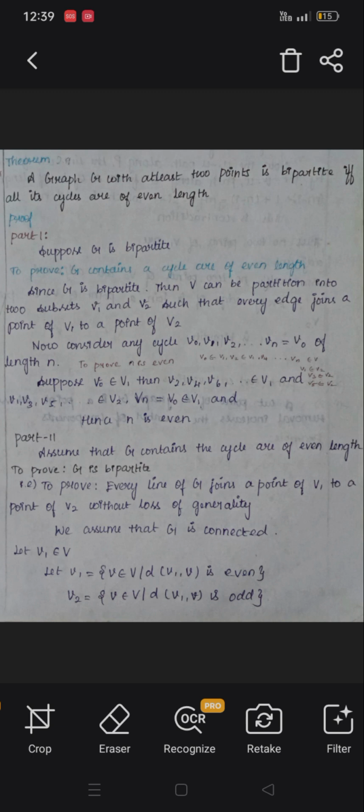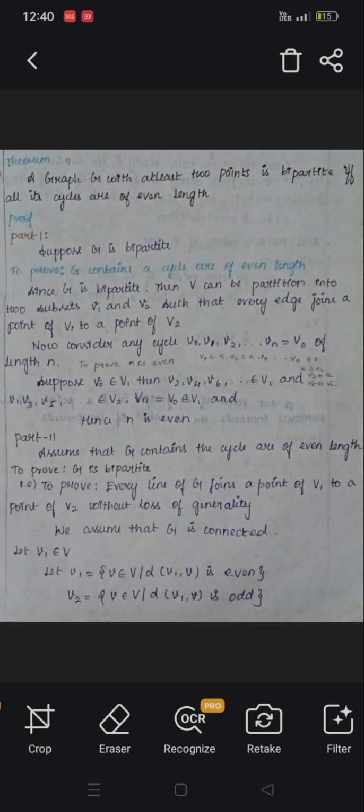Suppose V0 belongs to V1, then V2, V4, V6 and so on belong to V1, and V1, V3, V5 and so on belong to V2. Vn equals V0 which belongs to V1, and hence n is even. Part 2. Assume that G contains a cycle of even length.